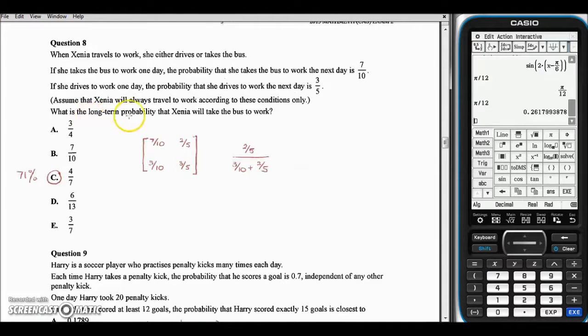So for the long-term probability that Xenia will have to take the bus, we can use the steady state formula. Look it up if you don't know what it is, but it'll be 2/5 divided by 3/10 plus 2/5, and that'll be the long-term probability that Xenia takes the bus to work. The long-term probability that Xenia drove to work would be 3/10 divided by 3/10 plus 2/5. I'm not going to type that in. The answer is 4/7.